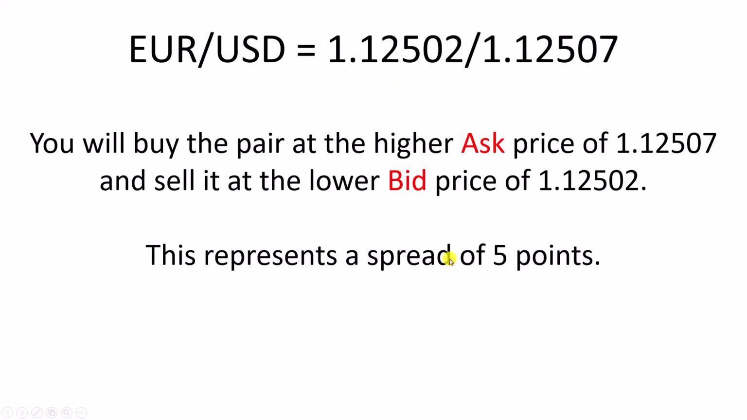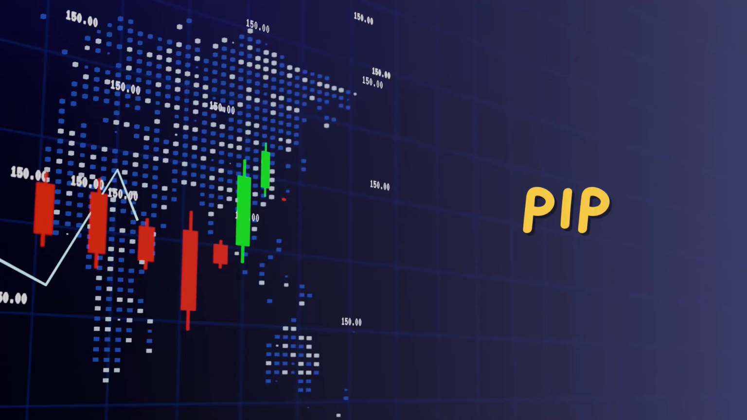is the spread, and here we have 5 points. What is this? We'll see in the next video. Okay? I hope it is clear. The difference between the ask price and the bid price is called a spread. Alright. So that's it for this section. In the next section, we will learn what a pip is.